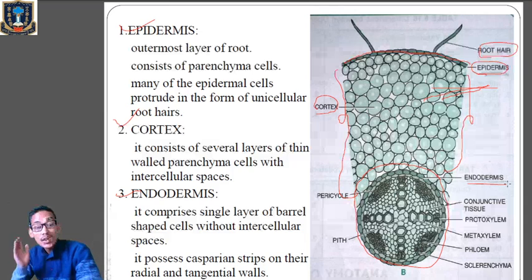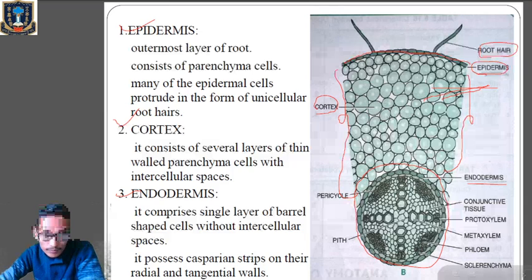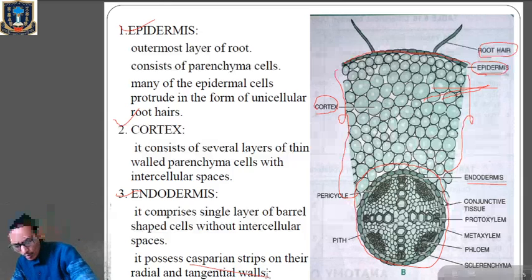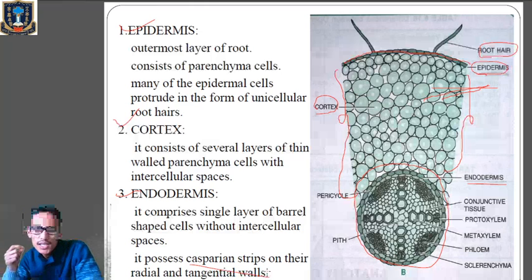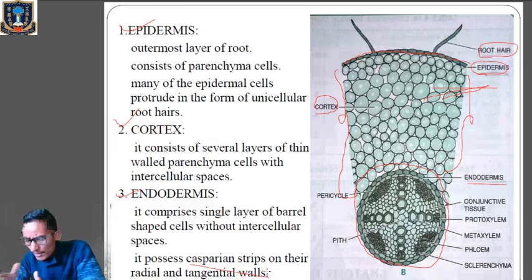But these endodermis cells possess Casparian strip. Okay, they have got Casparian strip. Now what is Casparian strip? These Casparian strips are formed by the deposition of suberin, S-U-B-E-R-I-N. This Casparian strip is made by the deposition of suberin, which will prevent the wall-to-wall movement of solute and solvent molecules in the cells. Clear?